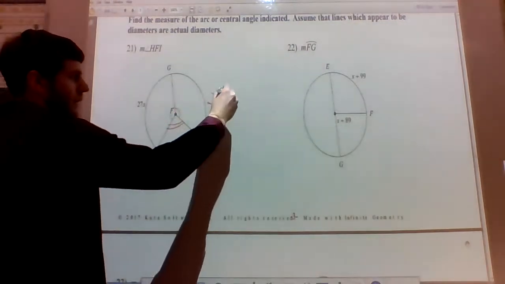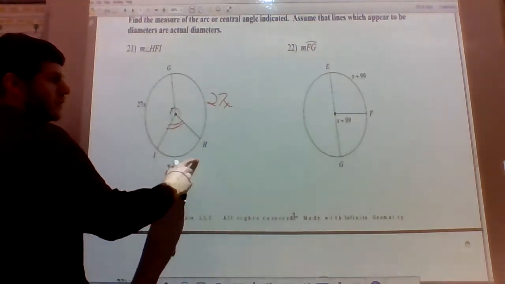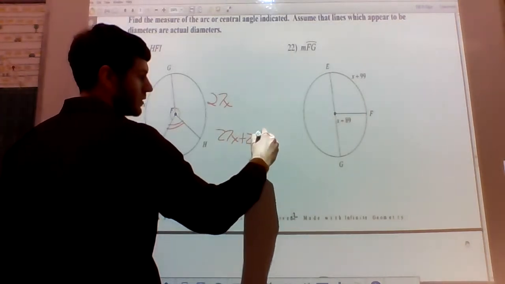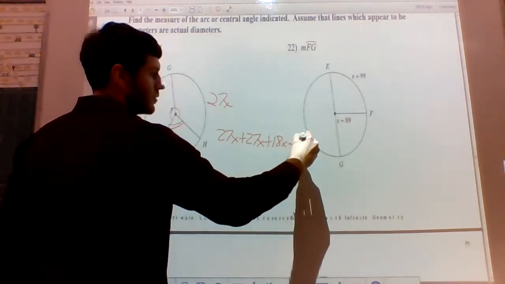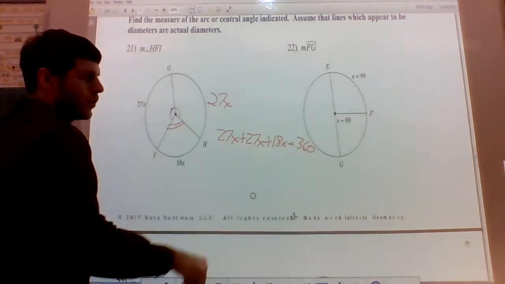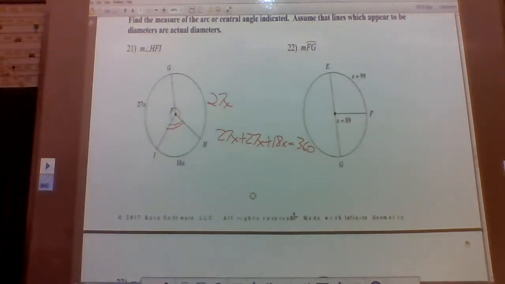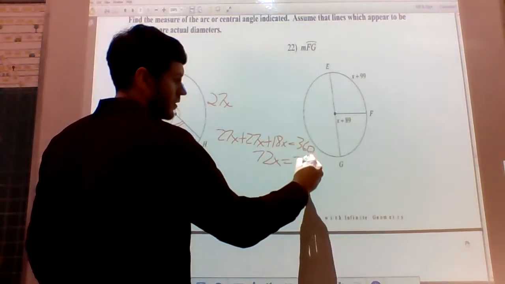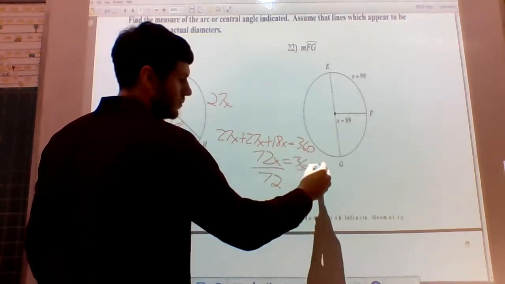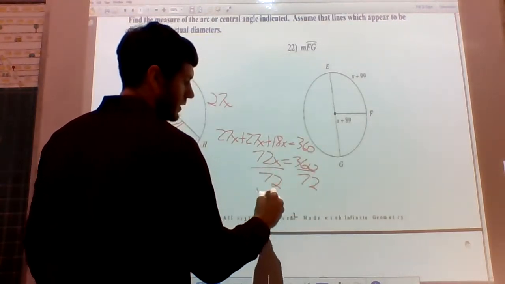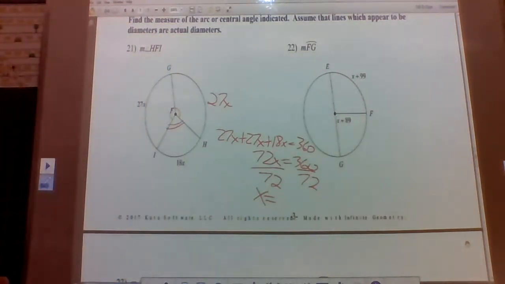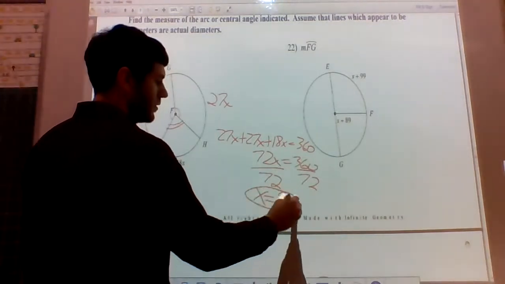So this one's going to be 27x. And we know the full circle is 360. So 27x plus 27x plus 18x is going to be 360. That's 54x plus 18x is 72x. And we divide by 72. We get x equals, let's see, 144, 288, so 5. X is 5.